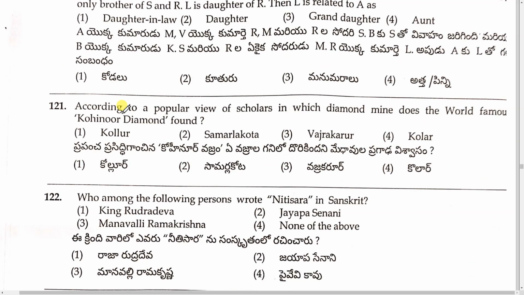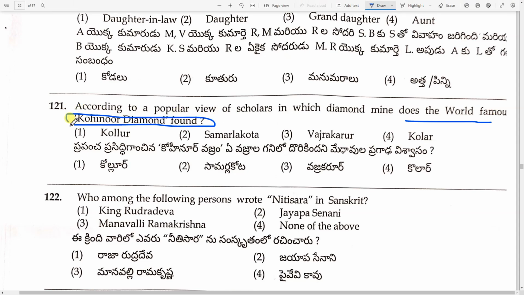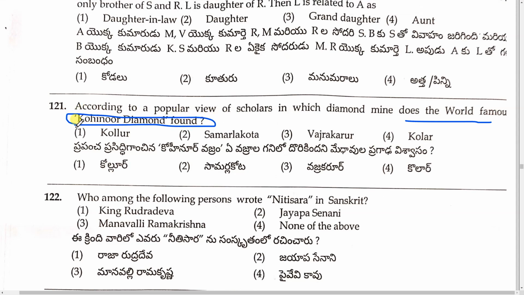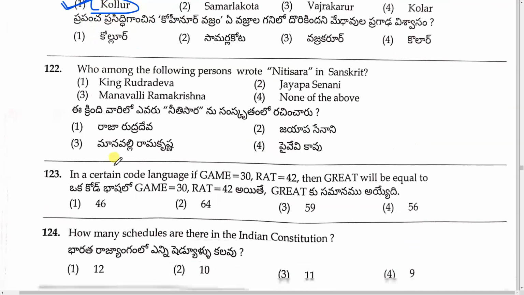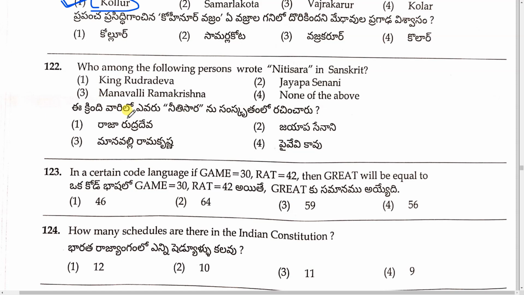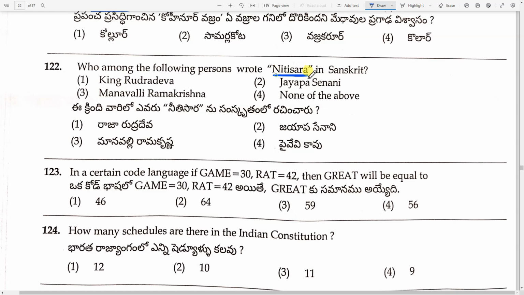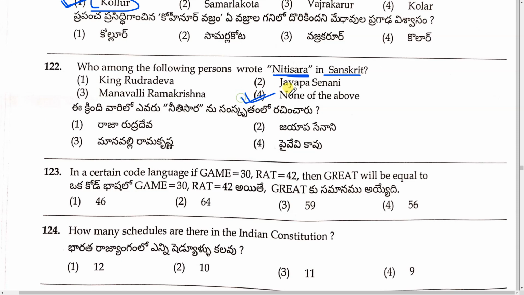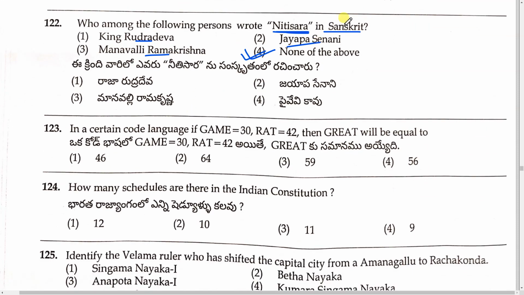Next question is, according to a popular view of scholars, in which diamond mine was the world famous Kohinoor diamond found? The Kohinoor diamond has been found from the Kollur mine. Who among the following wrote Nitisara in Sanskrit? The answer is none of these. None of these is the correct author of the Nitisara.